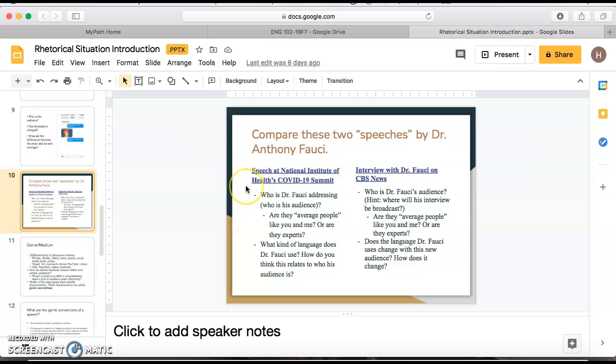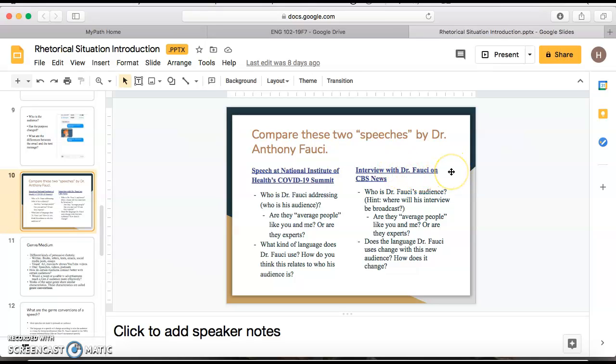So this is two speeches by Dr. Anthony Fauci. One, he's giving to the National Institute of Health, their COVID-19 summit. He's addressing an audience of really intelligent scientists and researchers and medical professionals. They're not average people. They're experts in this, and you can tell in his language that he's using words that you and I are not going to understand, probably. And that is showing that he understands who his audience is. They understand him because they're also experts.